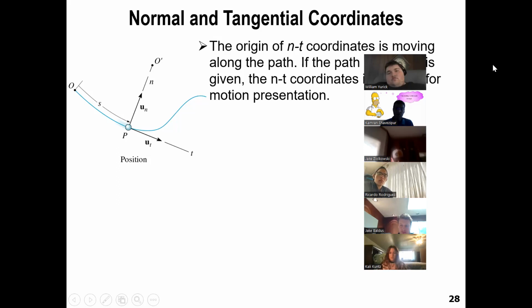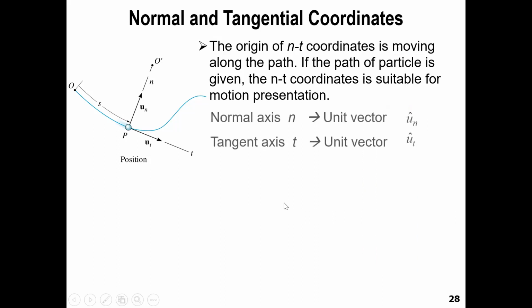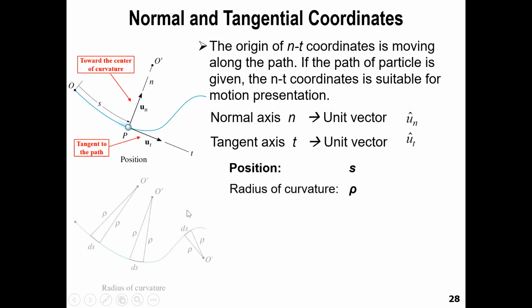I'm sure you all have been driving your cars on the highway. You experience that every time you drive somewhere, right? Now, for the normal axis, we have unit vectors UN and UT, I explained those, right? UT is tangent to the path. UN goes toward the center of curvature. And for the position, as I said, you use this length S.